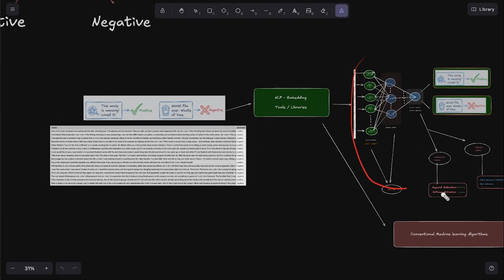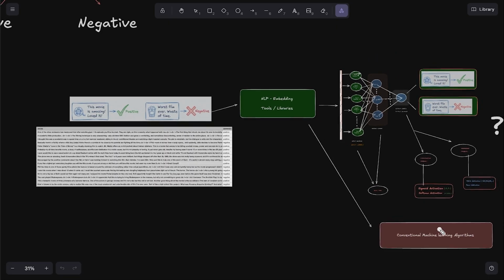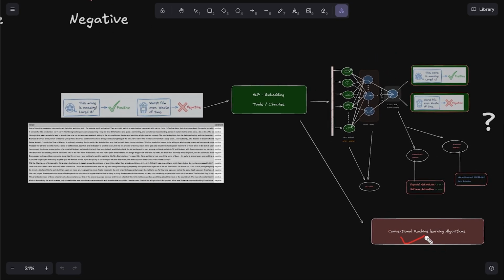This is your neural network, or let's say you choose any conventional machine learning algorithm. You can't directly feed a sentence into these networks. You need to convert it into numbers, right? So you need to use these NLP embedding tools or libraries so that you can convert these things into numbers, so that you can pass them into a neural network or any traditional machine learning algorithm. I hope you get it, right?